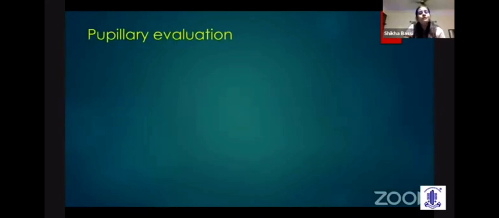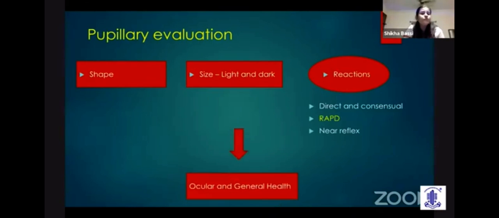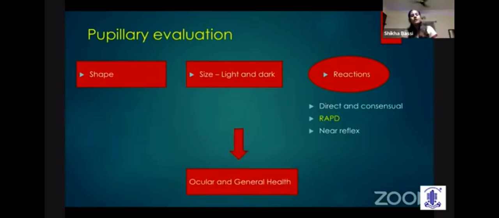Now, coming to the pupillary evaluation, we should look at the shape, size, and the pupillary reactions, which include direct and consensual reaction, relative afferent pupillary defect, and near reflex. Why do we do this? To look at the ocular and general health of the patient.